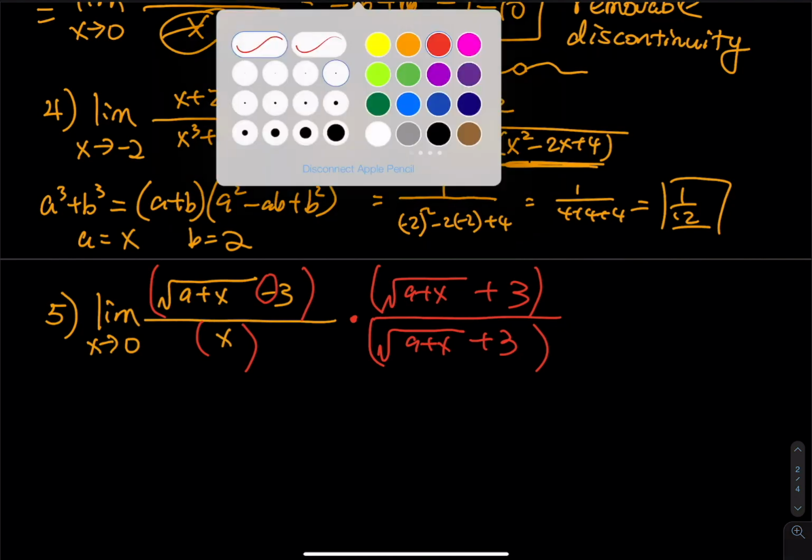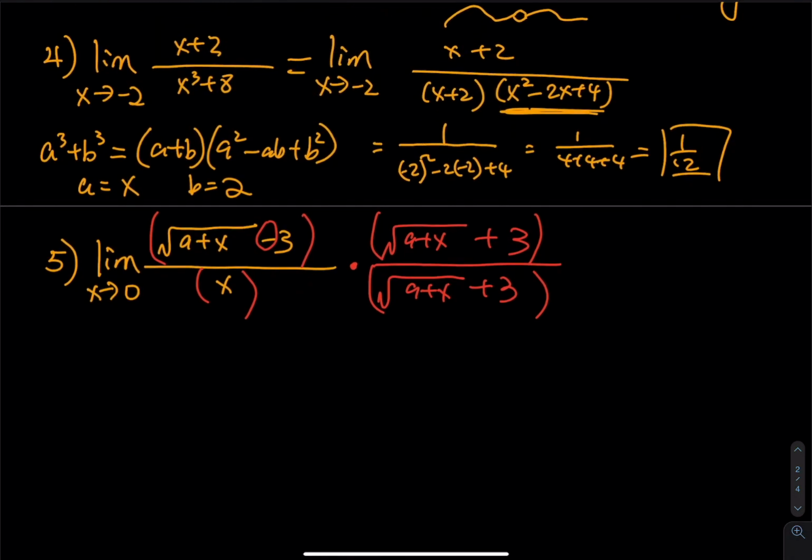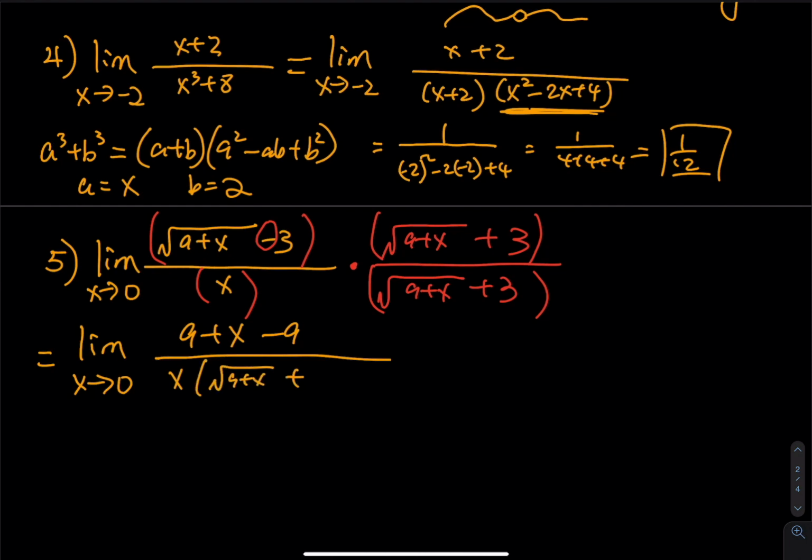Okay, so let's go back to orange. So we have the limit as x approaches 0. The top is 9 plus x minus 9. And then the bottom is x times the square root of 9 plus x plus 3. So you have 9 minus 9, right? So this 9 and 9, they are cancelled. After they are cancelled, you can cancel the x too.